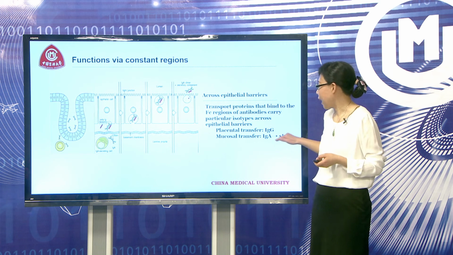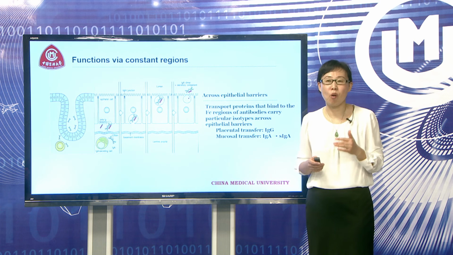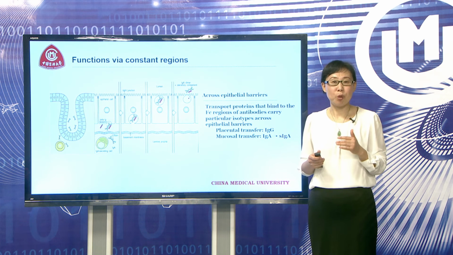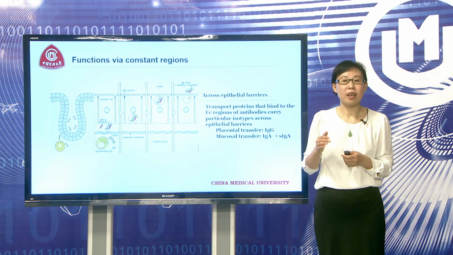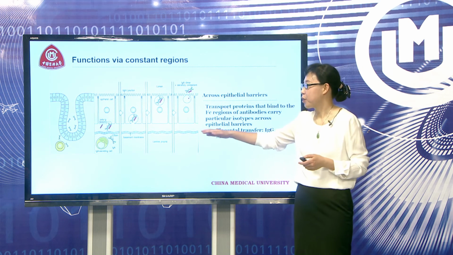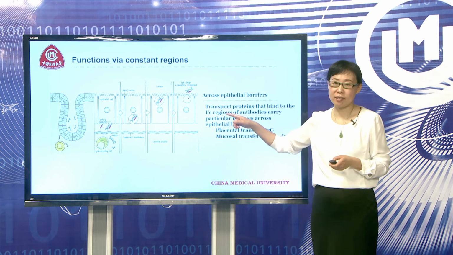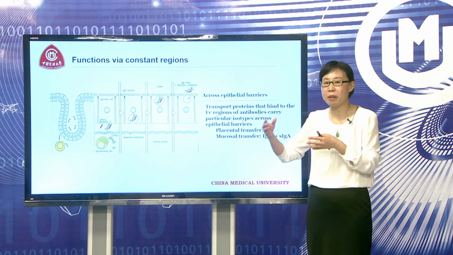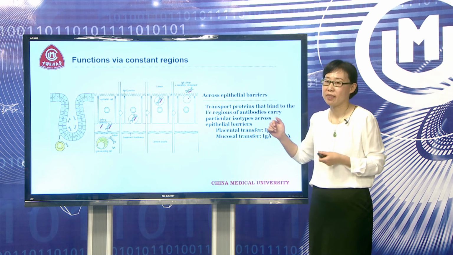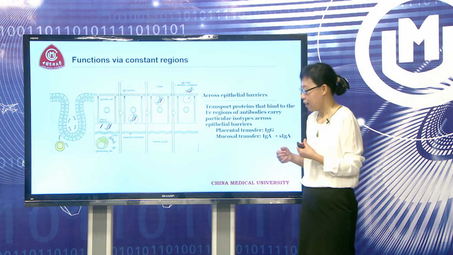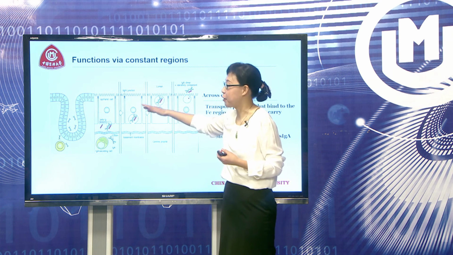And next one is IgA, secreted IgA. Secreted IgA is very important for the mucosal immune system. IgA-secreting plasma cells are usually located below the basement membrane of the epithelial layer. And those IgA should be transported to the external surface of the epithelial layer to perform their functions. And they need to be transported across the epithelial layers.